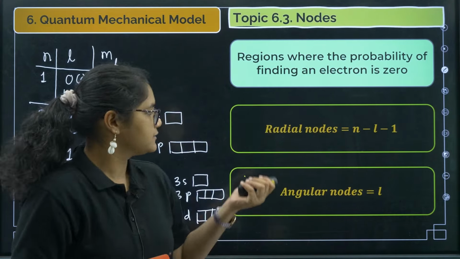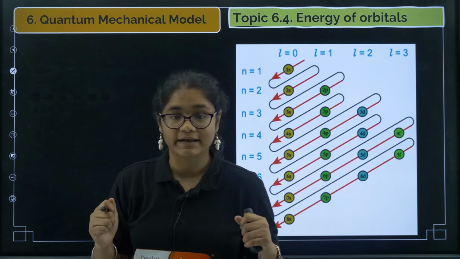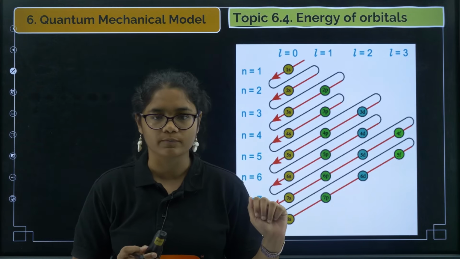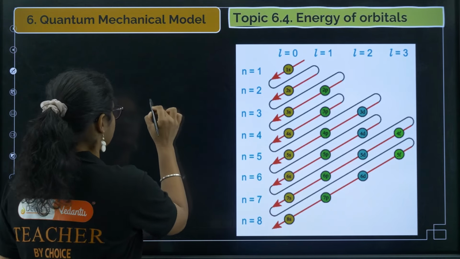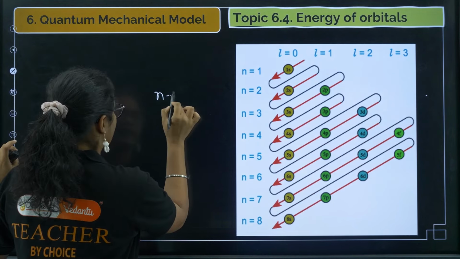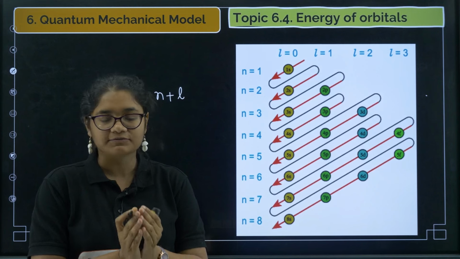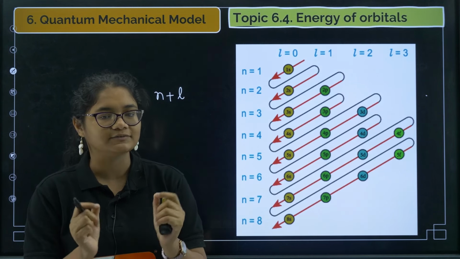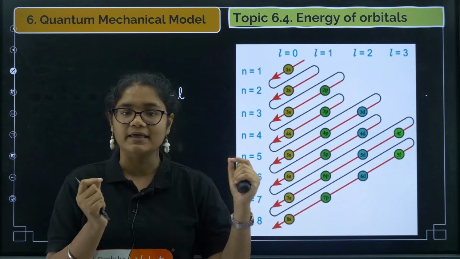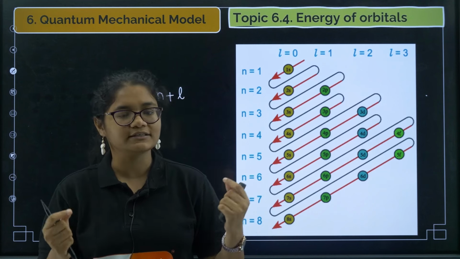Fine. So we also discussed the nodes. Next is energy. Now we will see how to calculate the energy of the orbitals. To calculate the energy of the orbitals, we follow a rule, and that rule is called the n plus L rule. Here n stands for the principal quantum number and L stands for the azimuthal quantum number. To calculate the energy of the orbitals, you need to add their n and L values. Whichever has the higher n plus L value has the higher energy level.